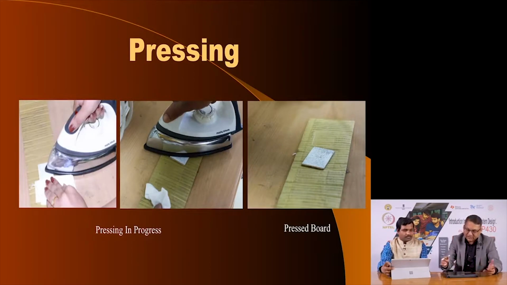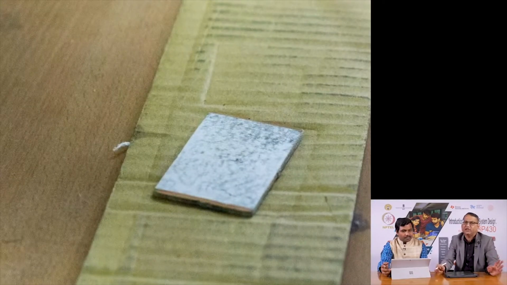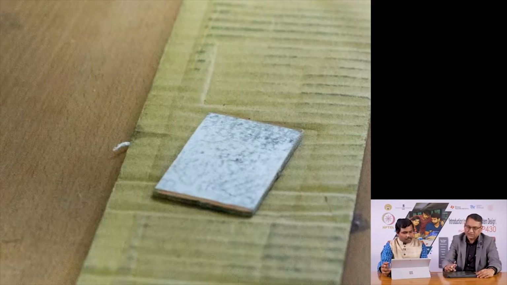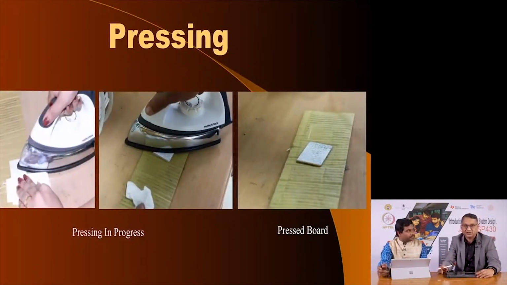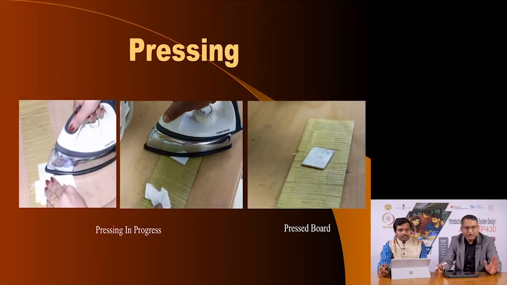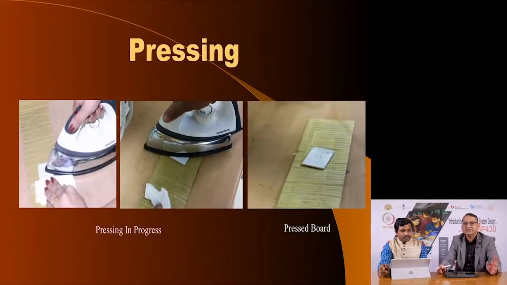Here you see the pressing is in progress, and after it has been pressed, this is what it looks like. You see, because of the heat, a little bit of blackening here. This blackening is nothing to worry about. This is basically the rubbing action of the iron which appears to have made the paper black. No issues. Make sure that you do not hurt yourself in this process. Once you have pressed the board, you are ready for the next stage. What do you do in the next stage? Now, this paper was a necessary evil.